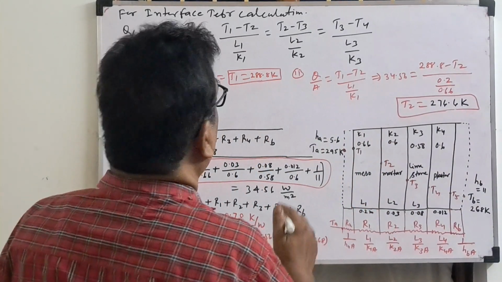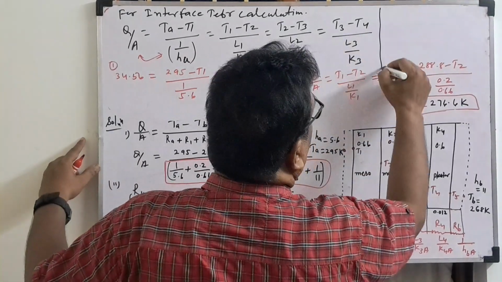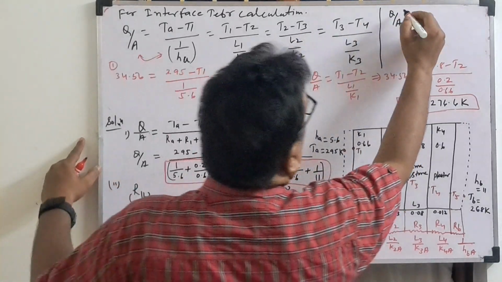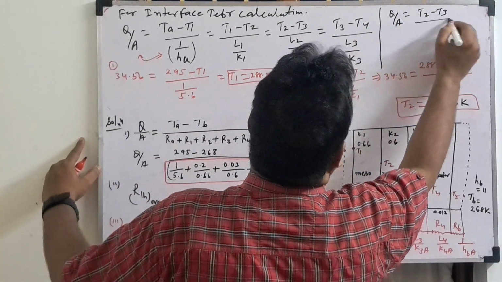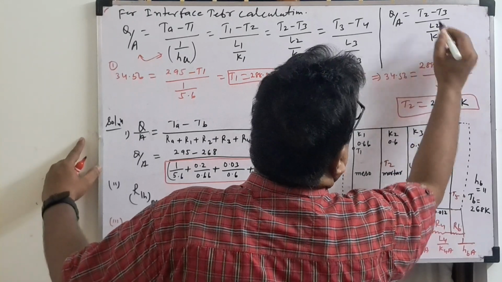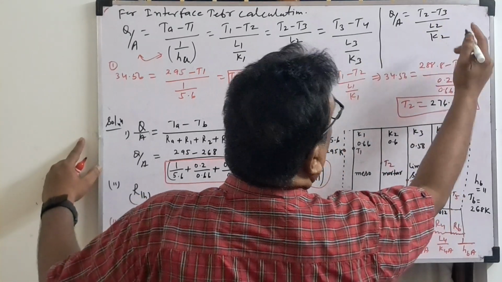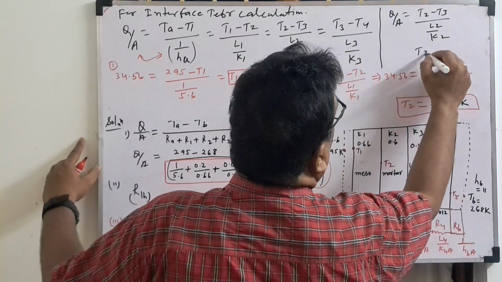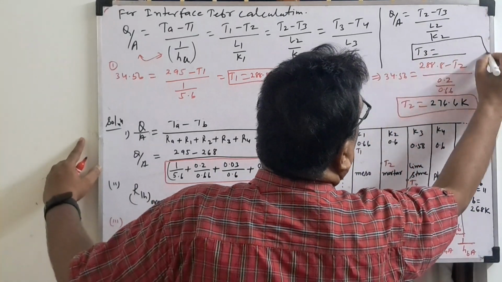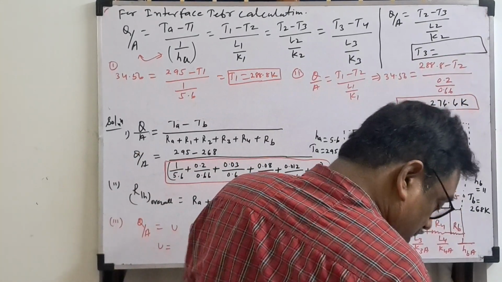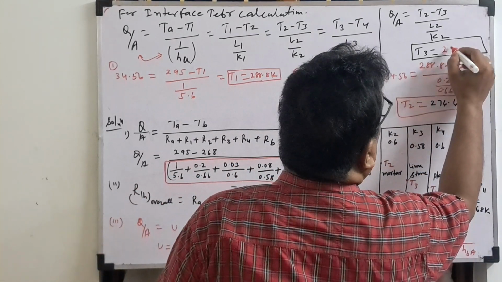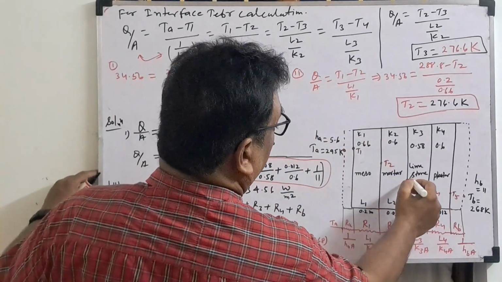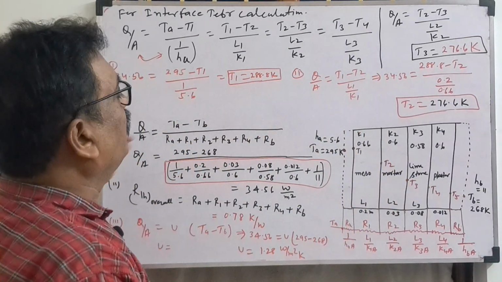So we know T2 now. Now finally, the third one. I am writing here again Q by A equal to T2 minus T3 by L2 by K2. If we substitute the value, T2 value and Q by A equal to 34 point this, you will get T3. So that T3 will be your answer. How much T3 we calculated? 276.6 Kelvin. So they are asking only T3, but T1, T2 automatically we have to find out, then only we can calculate T3.